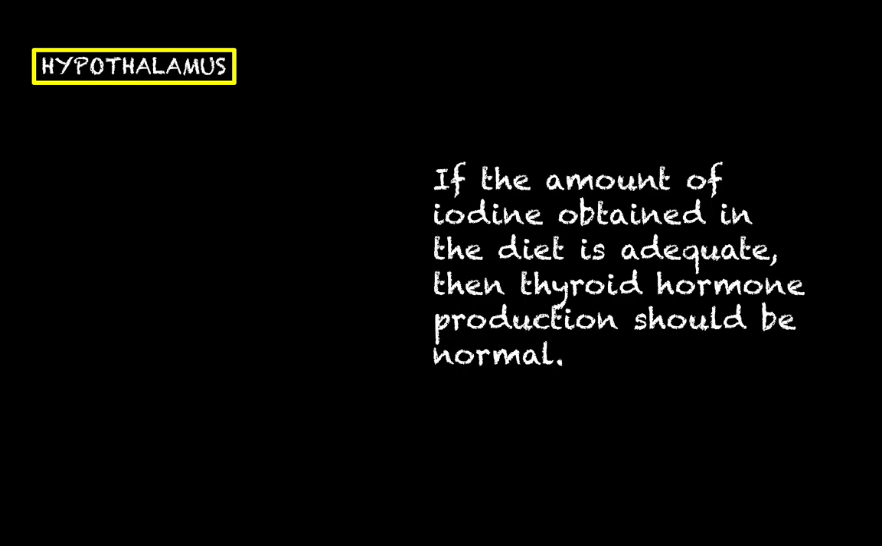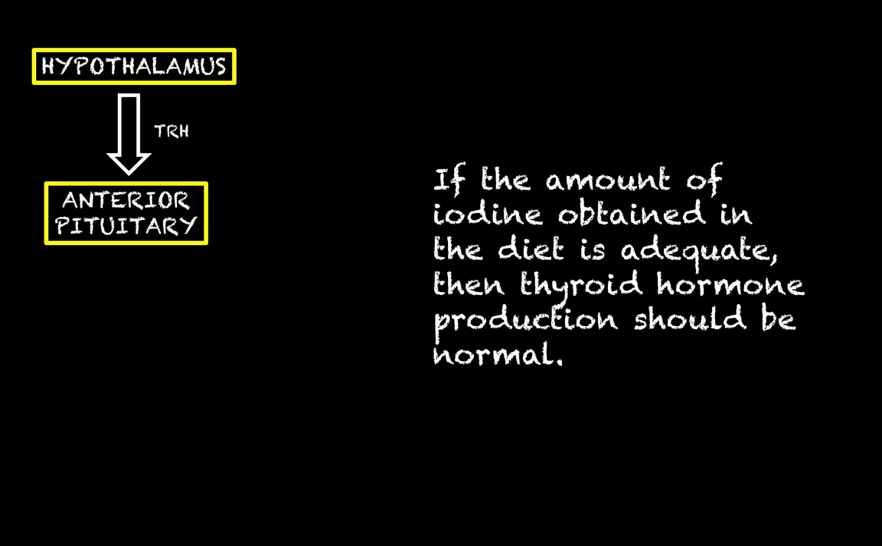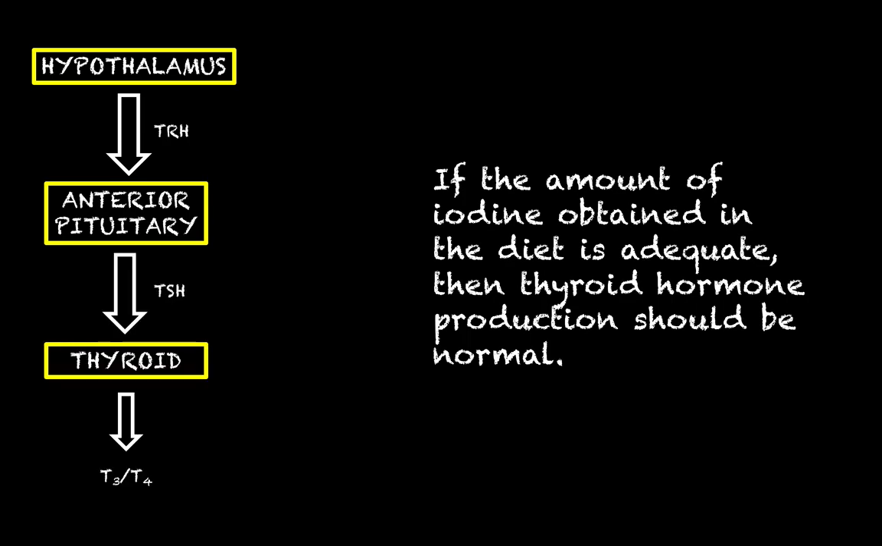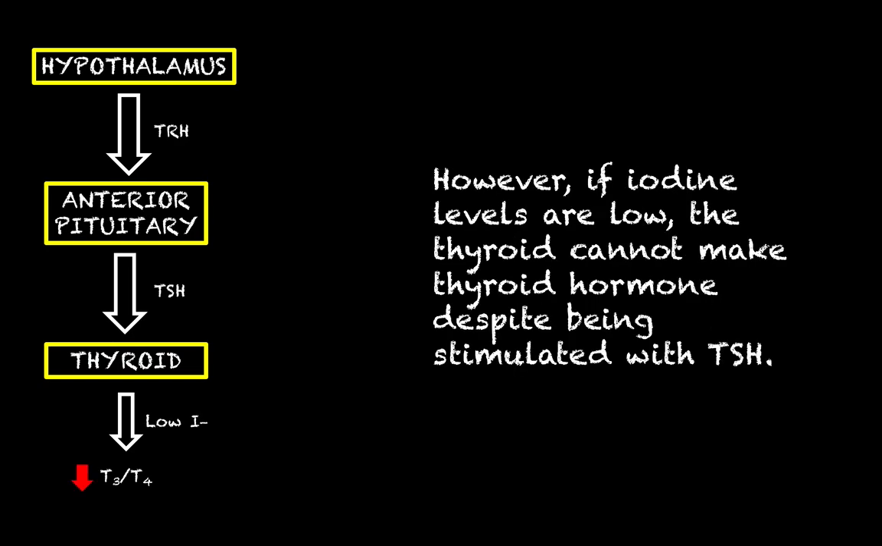So if the amount of iodine obtained in the diet is adequate, then thyroid hormone production should be normal. Hypothalamus produces TRH. This causes the anterior pituitary to produce TSH. The thyroid, if iodine is obtained in sufficient quantities, should produce T3 and T4. However, if we operate under the assumption that there is not enough iodine, then this is going to drastically reduce the amount of T3 and T4 that can be produced, if any can be produced at all.